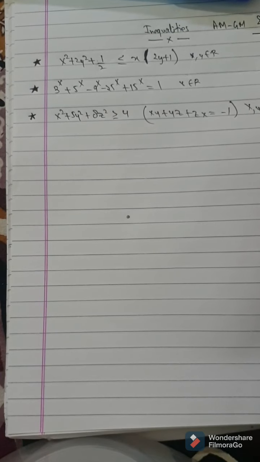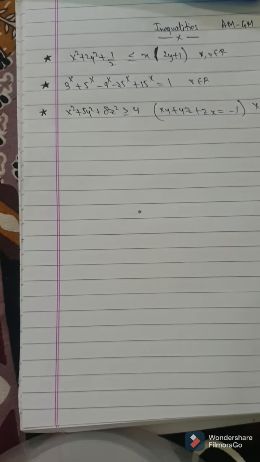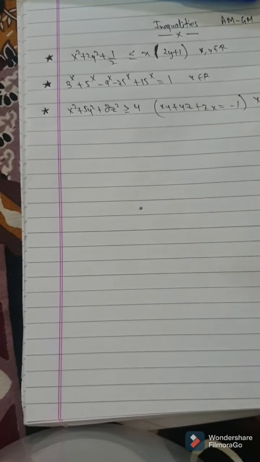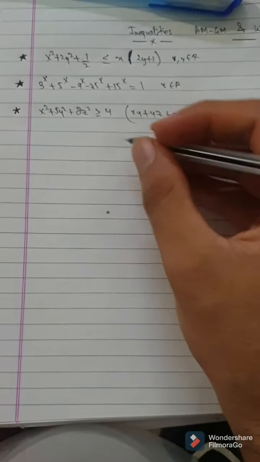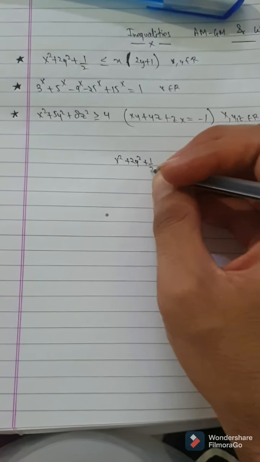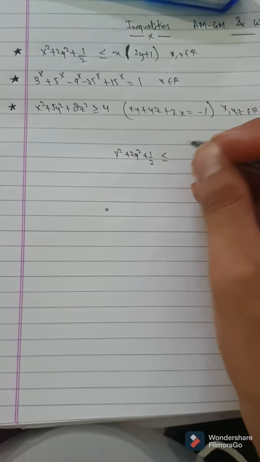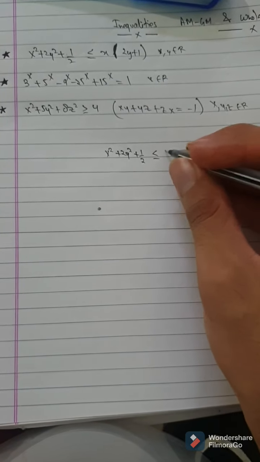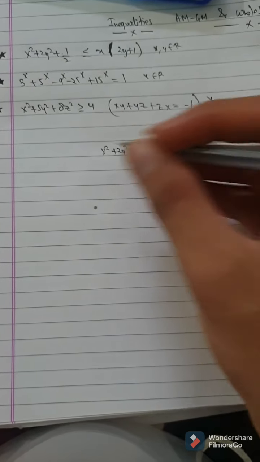I hope you may have tried the problem. Now let me show you the solution of this one. What we need to find is all x, y such that x square plus 2y square plus half is less than or equal to, let me multiply out, 2xy plus x.